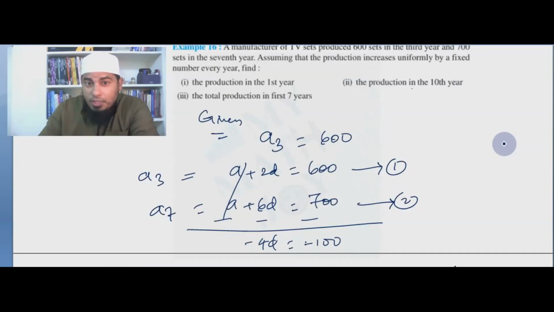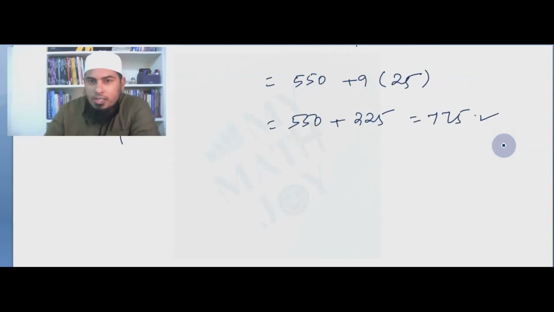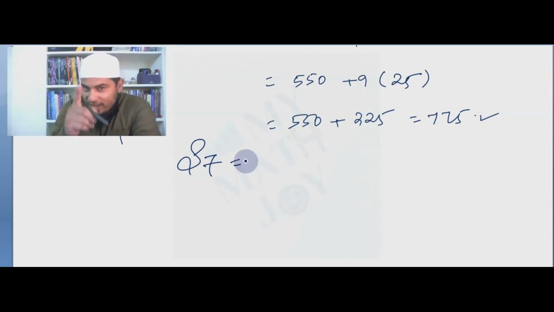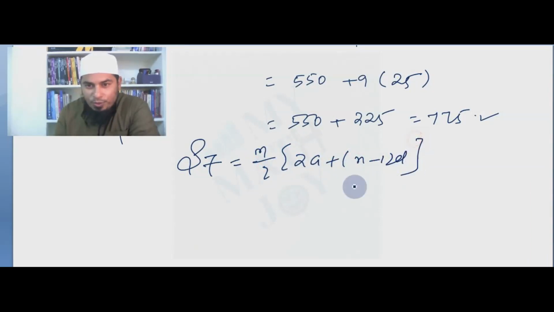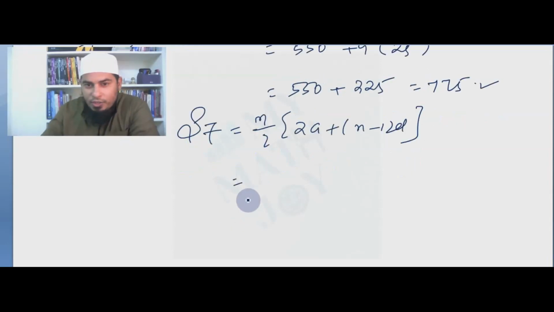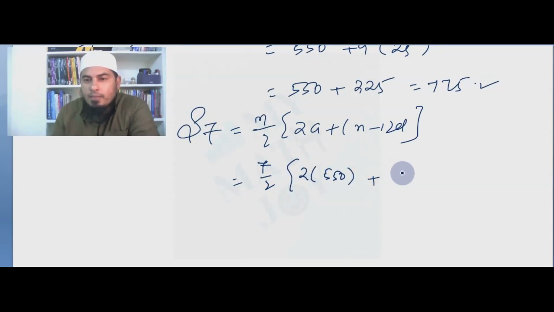Then next he wants the total production in the first 7 years. Total production in his first 7 years means he wants S7, and S7 can be found with the formula n by 2 into 2a plus n minus 1 into d. So I am writing the formula. I hope you can pause the video and calculate. 7 over 2, 2 times 550 plus n minus 1 is 6, d is 25.